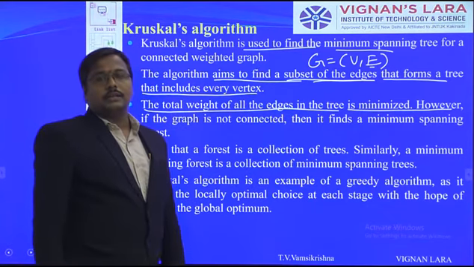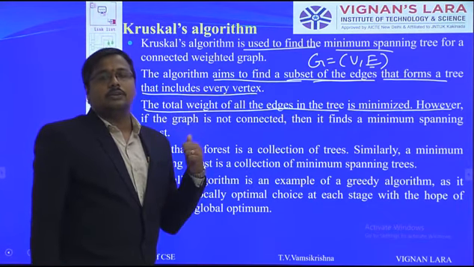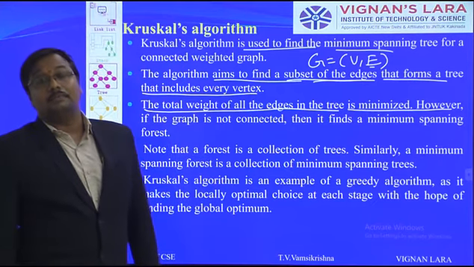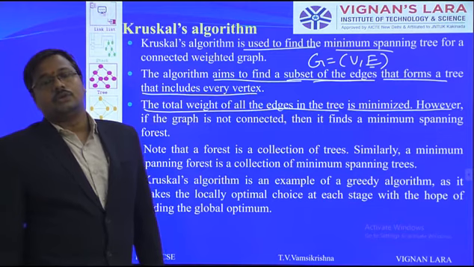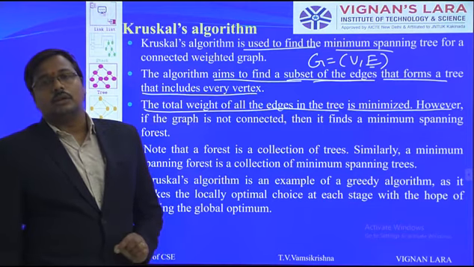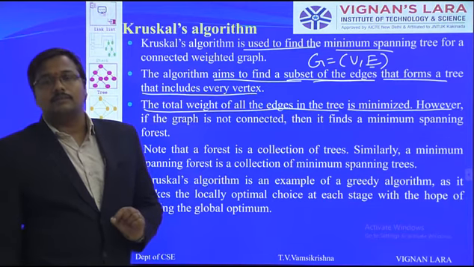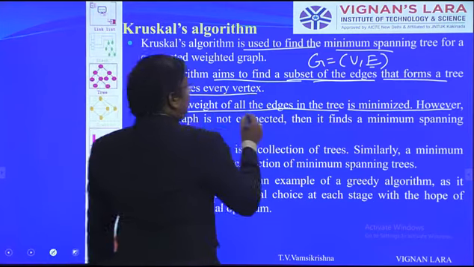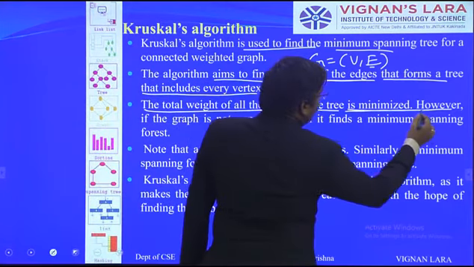Next, the total weight of all the edges in the tree should be minimized. I already told you that for this we take a weighted graph, thereby selecting the minimum weights. At last it refers to some weight, some cost, and the cost should be minimized. That's why the total weight of all the edges in the tree should be minimized.